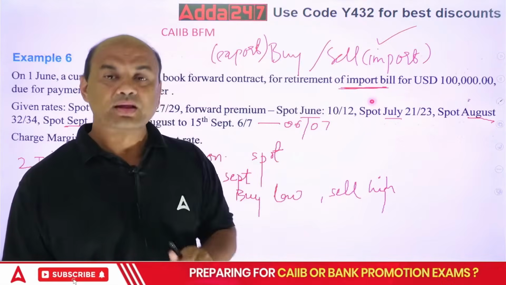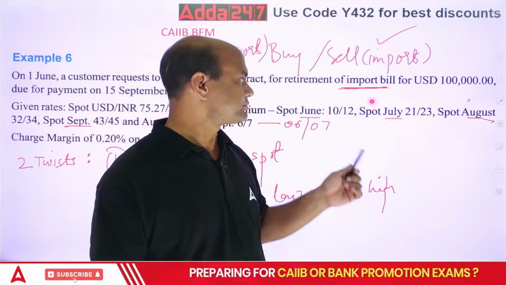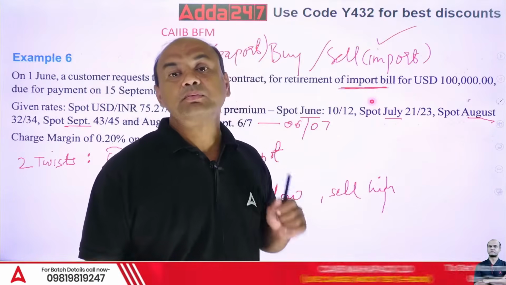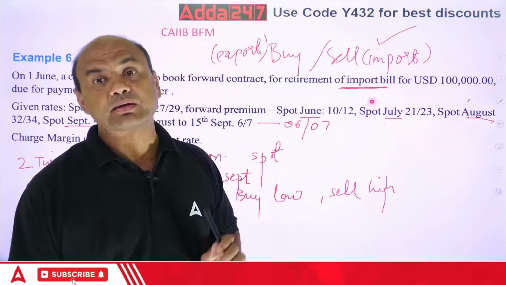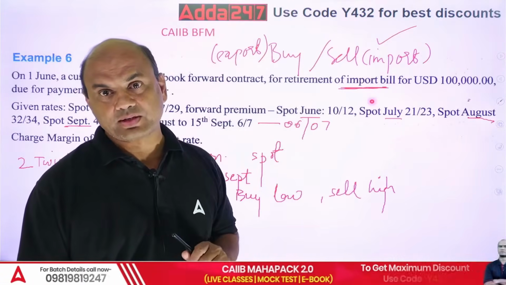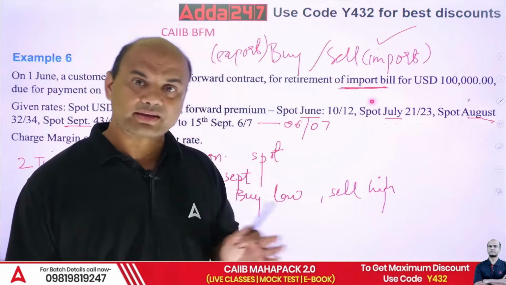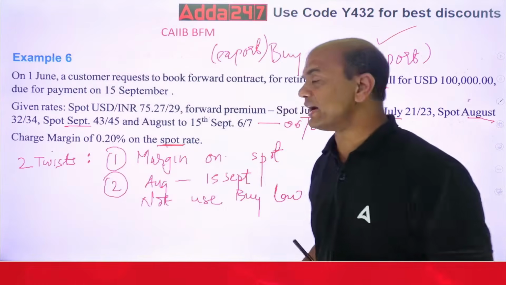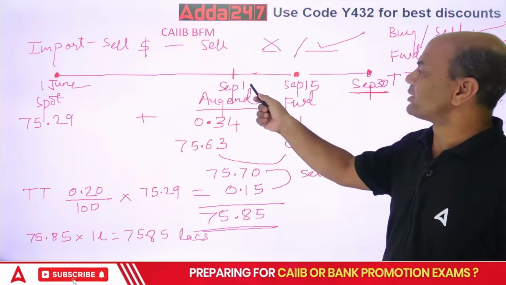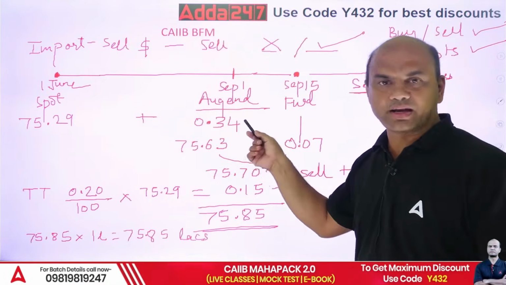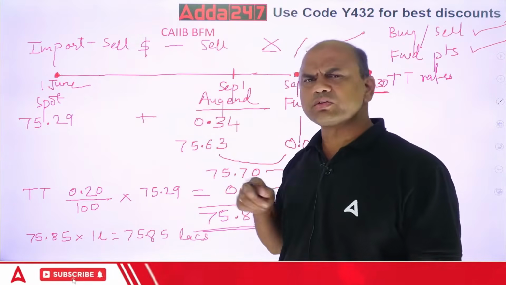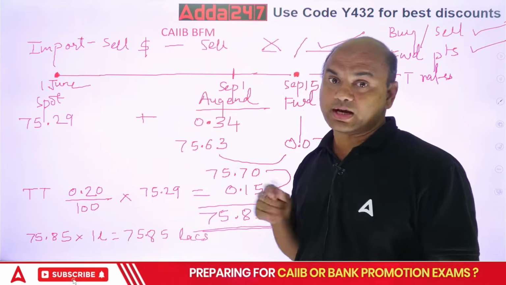Okay? Now I'll ask you one question. I want the rate for September beginning. So September beginning means what rate will it be? August end. Isn't it? August end. Look at it. September beginning will be August end. Right? So I'll take the August end rate. What is the August end rate? For that, what do I have to do?